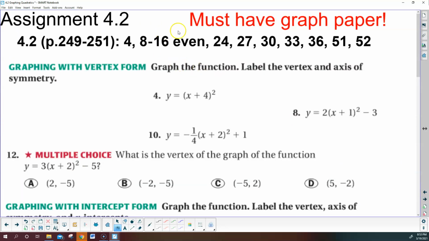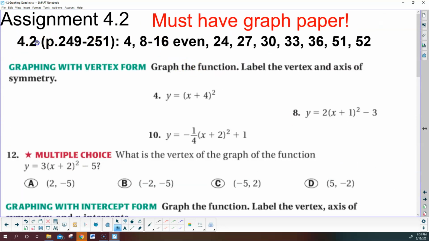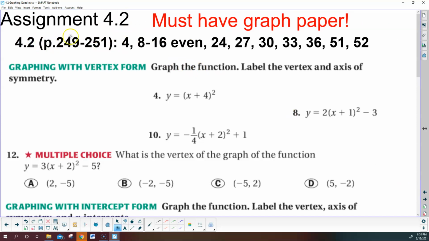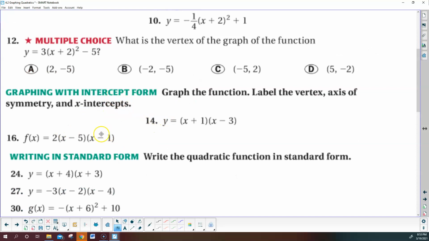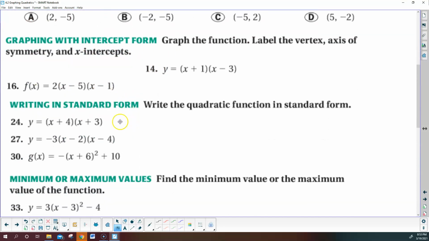All right, your homework tonight, must-have graph paper, is section 4.2. There is a PDF link in Schoology that will bring you right to this. You'll have to search. It'll say chapter 4, and then you have to go to section 4.2 and use the page numbers. But here it is. You've got to graph the first 3 questions, and notice it's in vertex form. Use graph paper. Number 12, you just have to identify the vertex, so maybe you can do that just by looking at it. And then the next 2, 14 and 16, graph the intercept form, so you've got to use graph paper.